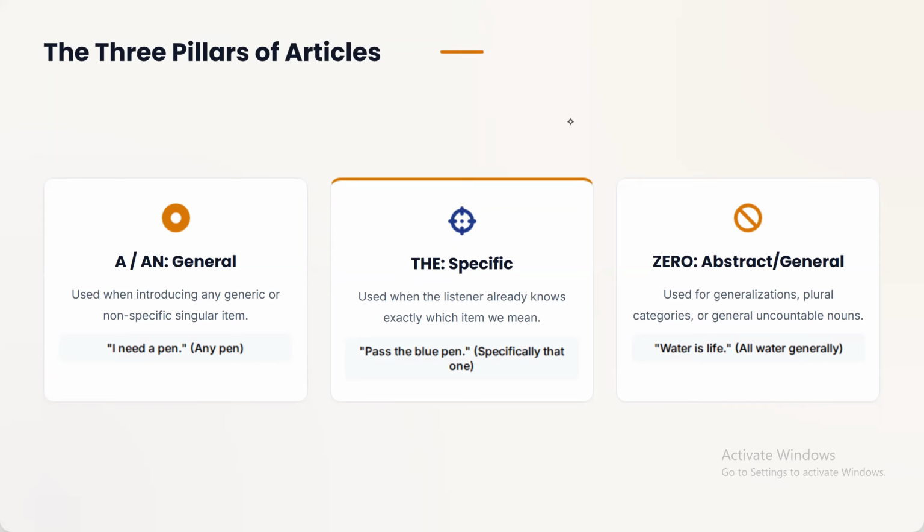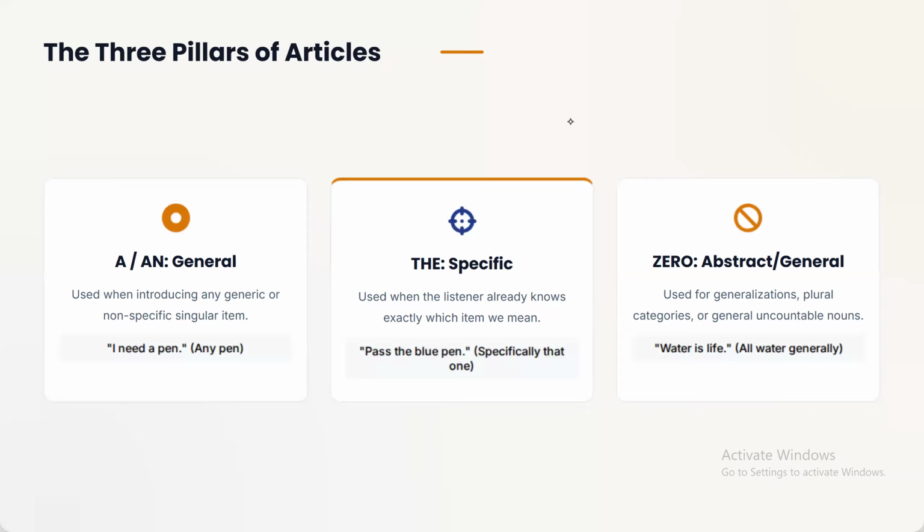On the other hand, the is specific. That is definite. We use it when both you and the listener know exactly which specific thing we are talking about. For any communication, there is a listener. So when the listener and you already know what we're talking about, that's when you use the. Also, you can use it when the noun is coming in the second time in the sentence.